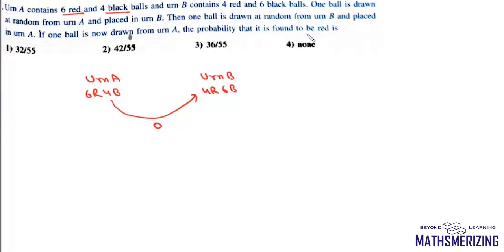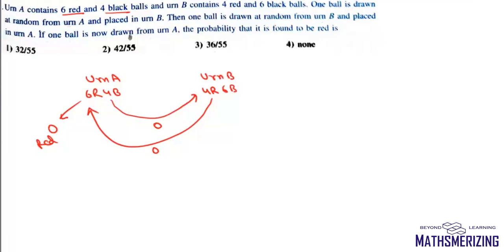Then one ball is drawn from Urn B and placed in A. So we have taken one ball from B and put it back in Urn A. If one ball is now drawn from A, we need to find the probability that this ball is red.